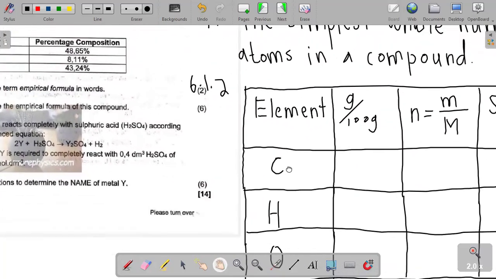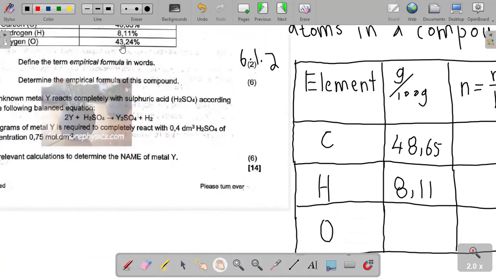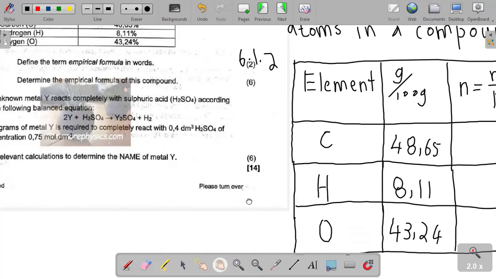Then we check the percentages. For carbon, it's 48.65, so the 48.65 comes here. Then 8.11 for hydrogen, and then 43.24 for oxygen.